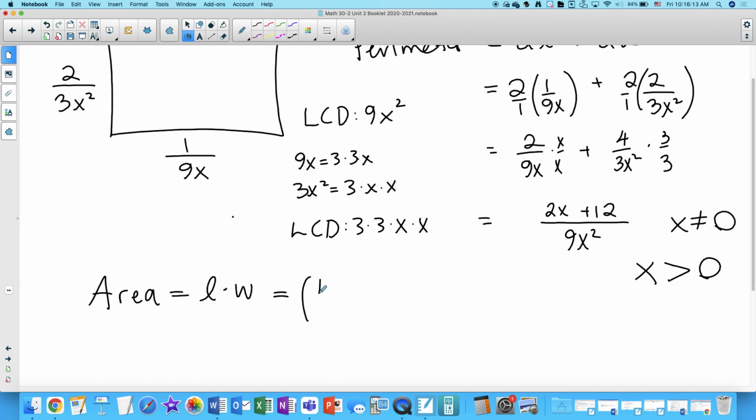Okay, so if you're figuring out the area of this rectangle as a rational expression, you would go the length is 1 over 9x times 2 over 3x squared. And that's just 2 over 27x cubed. Okay, so that's all we can do here because there's nothing to simplify. There's no common factors in the numerator and denominator.